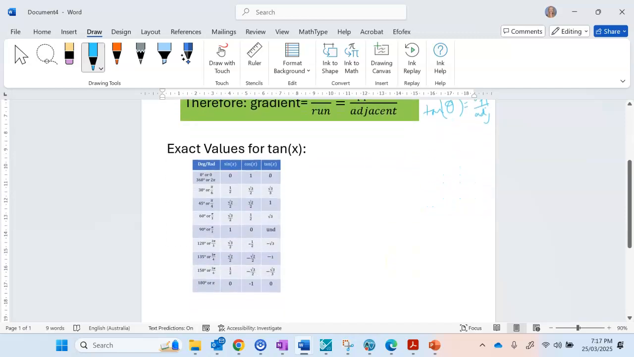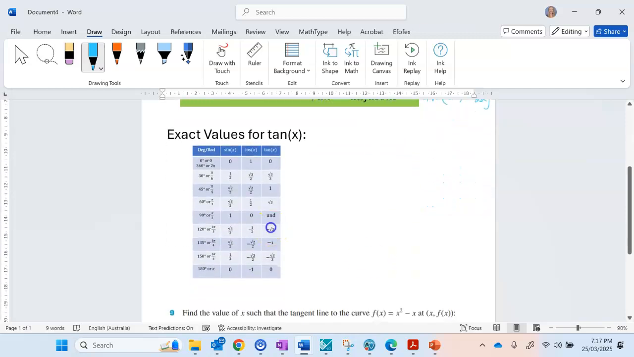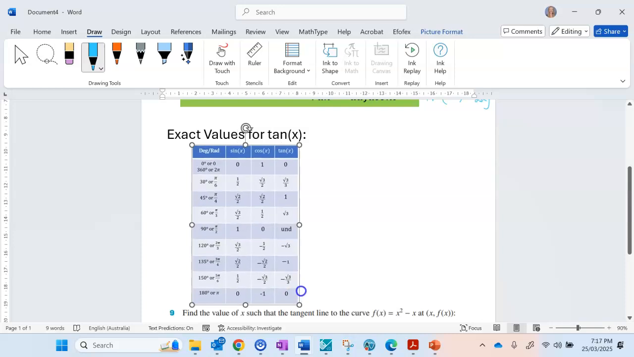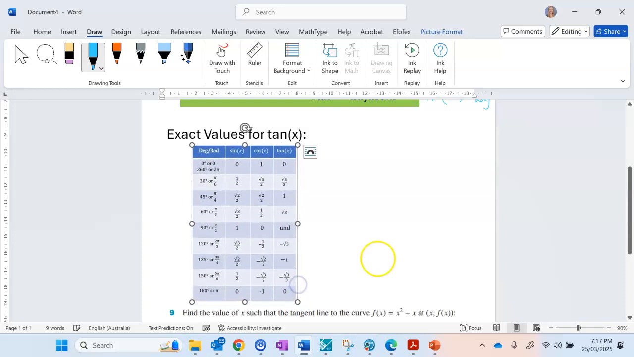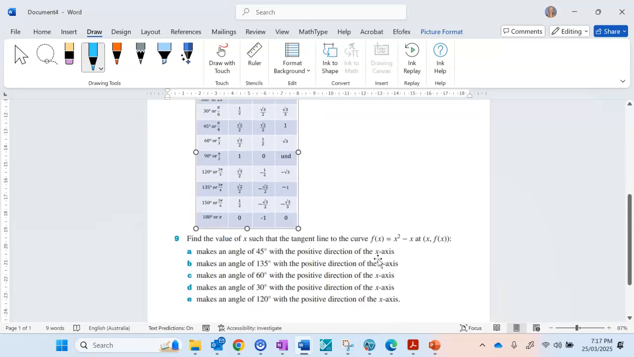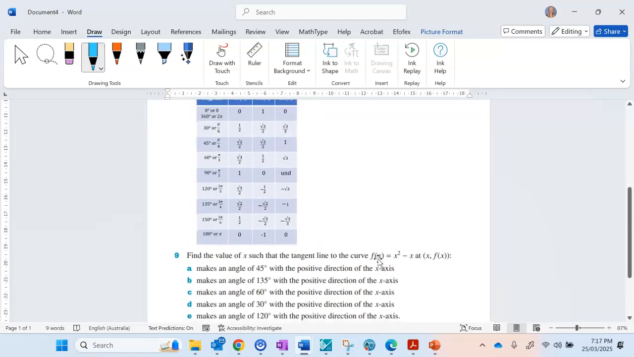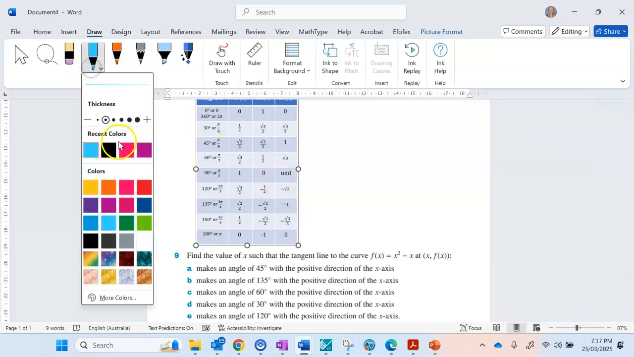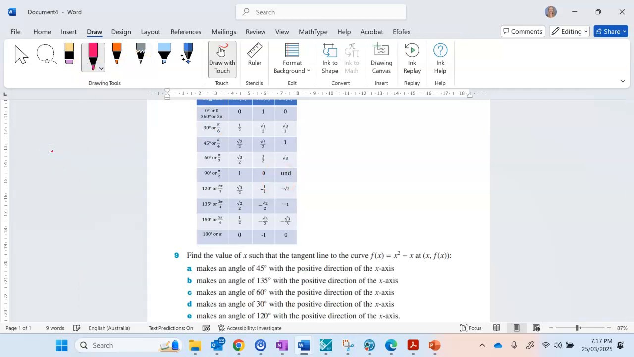All right, so I've got the exact values there because we're going to use them for question 9. So when we do circular functions, you're going to have to remember these exact values off by heart. But for this question, we'll just use that table. All right, so let's have a quick look at question 9a. So I'm not going to do every single one, I'll just get you started.